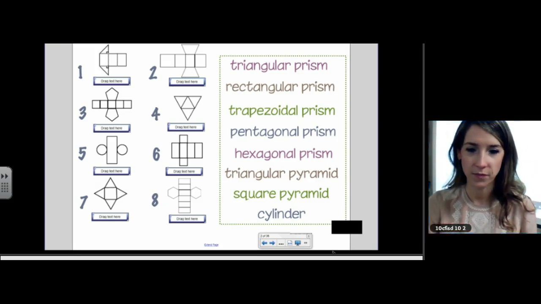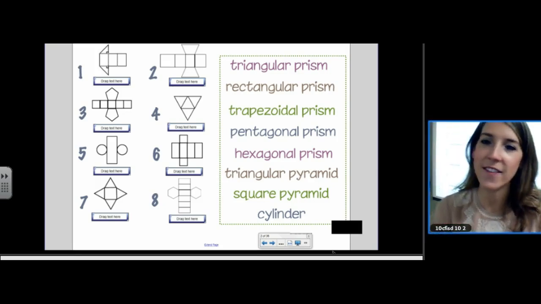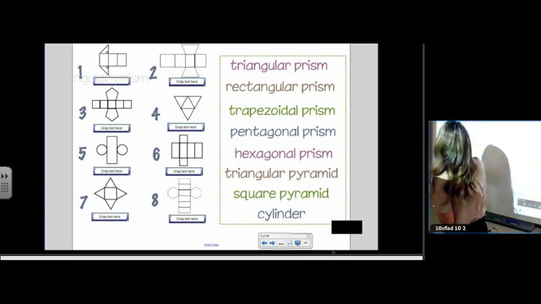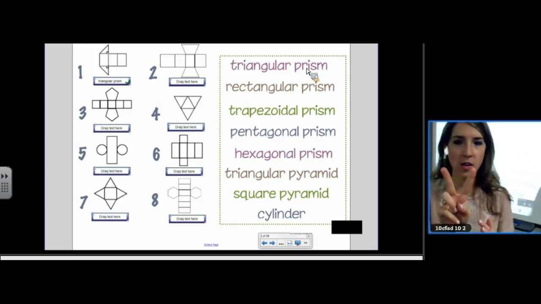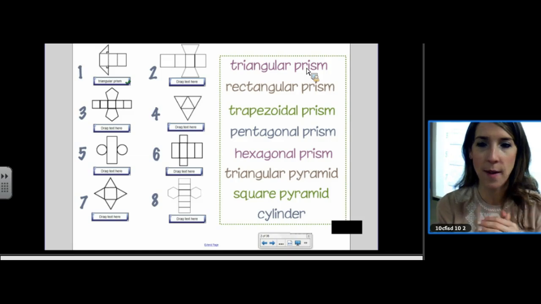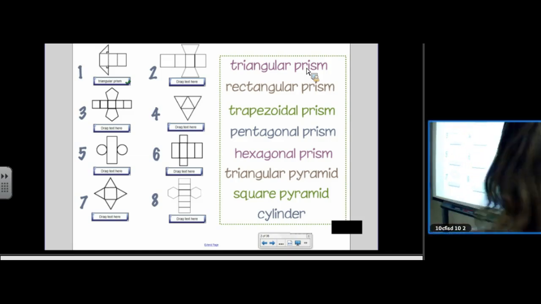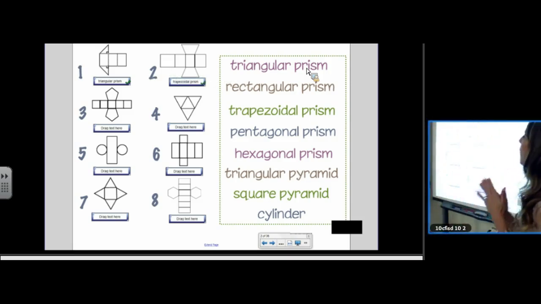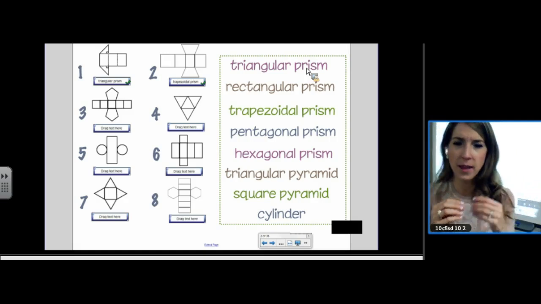Number 1. Toby's looking alive. Thank you. Oh, it was number 1 here. Triangular prism. 2 triangles, 3 rectangles. It is a prism, and we'll talk more about that in a moment. Number 2. Good. And the way you say that is trapezoidal prism. Number 2 is a prism as well. We'll talk about what prisms have in common.